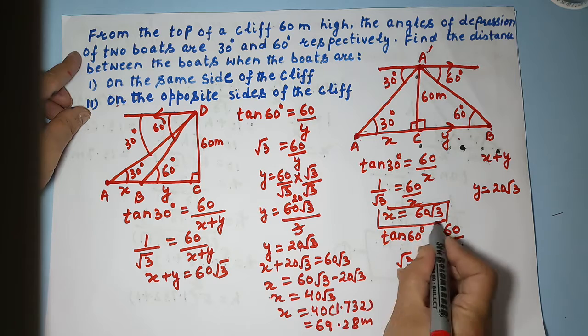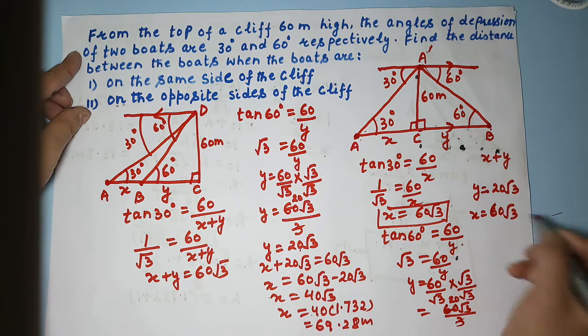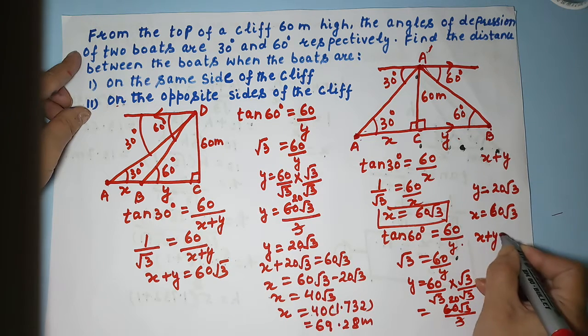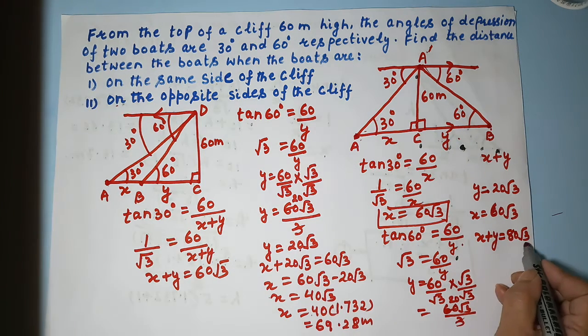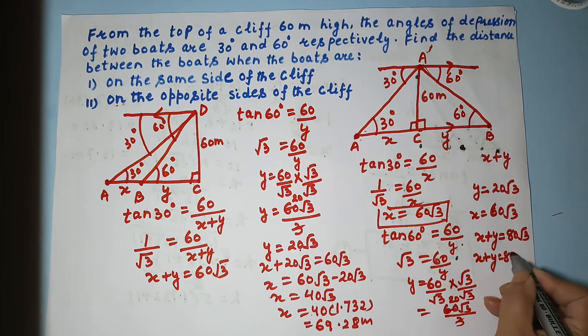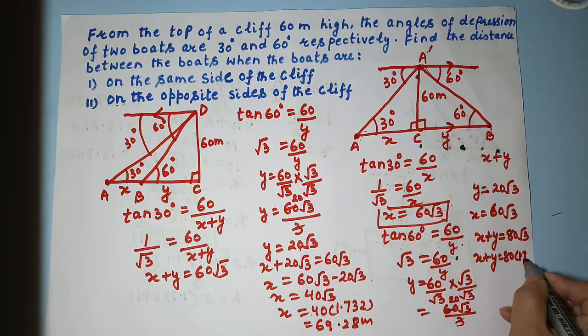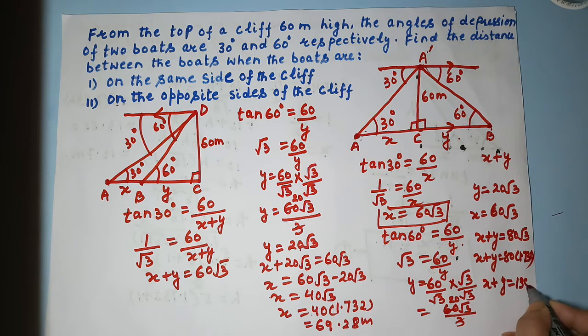And what was my x? My x was 60 root 3. So how much is my x plus y? 60 root 3 plus 20 root 3 is 80 root 3. So you can substitute the value of root 3 here. So x plus y is equal to 80 into 1.732. So your x plus y will be 138.56 meters. Right?